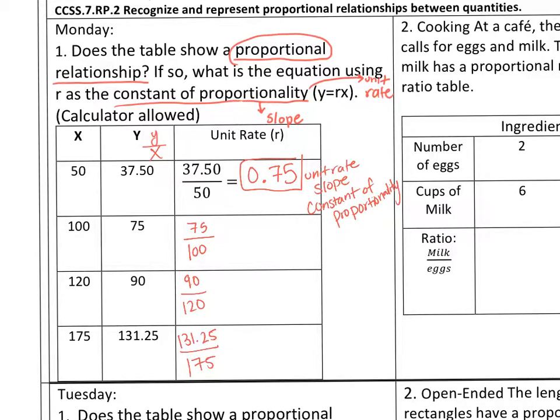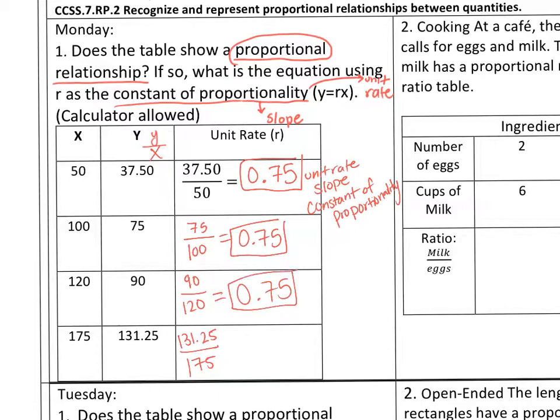Okay, now 75 over 100. Some of you might know that's just 75 hundredths. That's going to be equivalent to 0.75. You can also double check in a calculator, and I have a calculator right next to me. You guys can't see it on the screen, but I'm double checking, and it is in fact 0.75. Now 90 over 120. 90 divided by 120 is also 0.75.